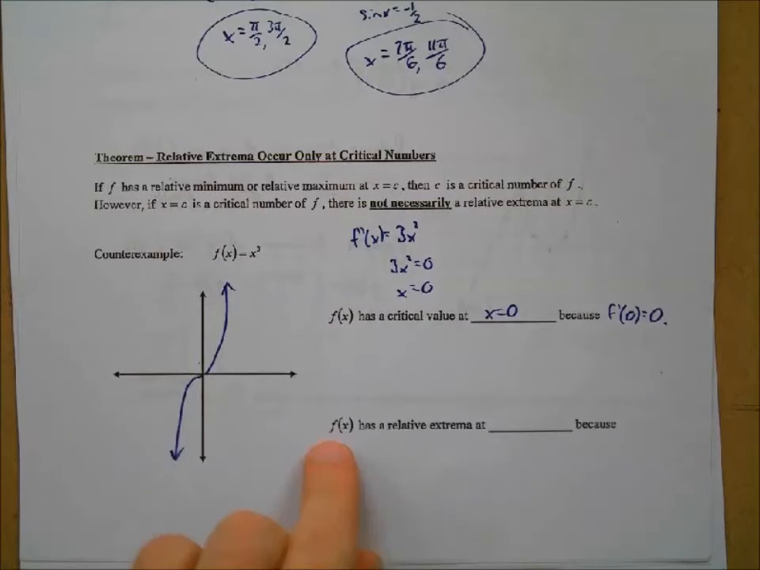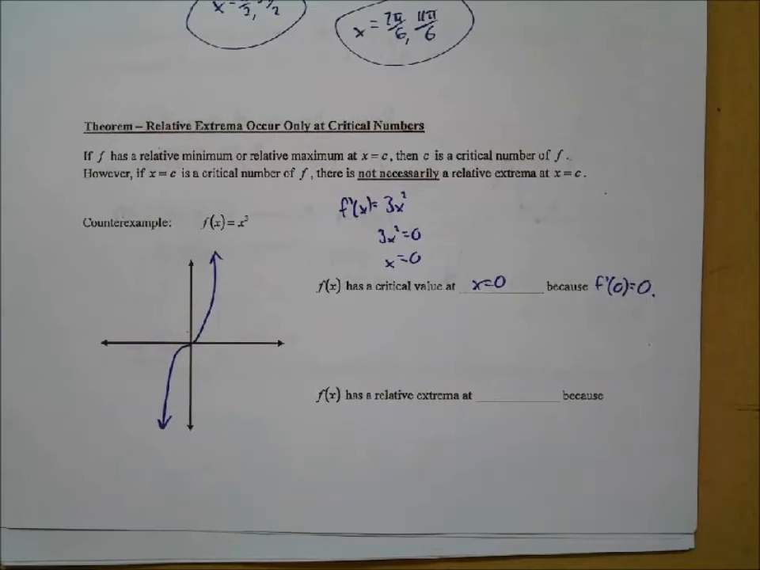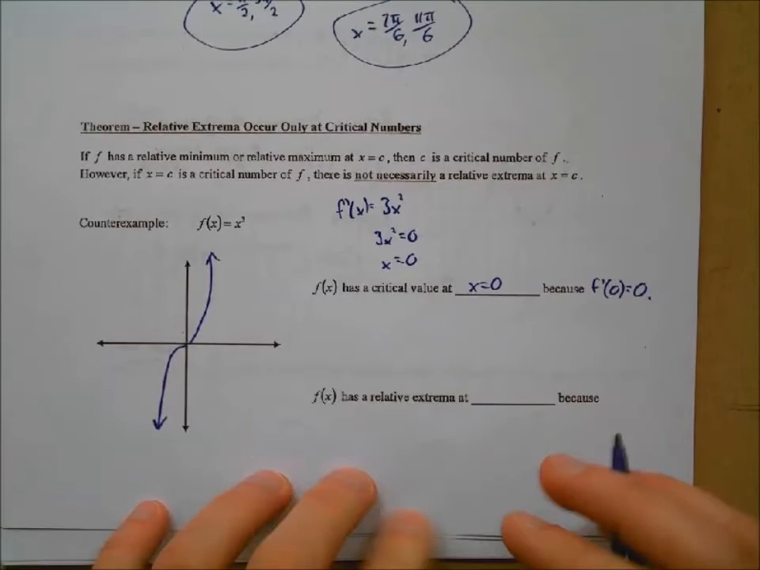F of x has a relative extrema at blank. Where is this graph of a relative extrema? Trick question. There isn't one, right? So nowhere.